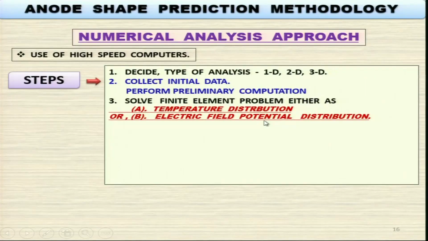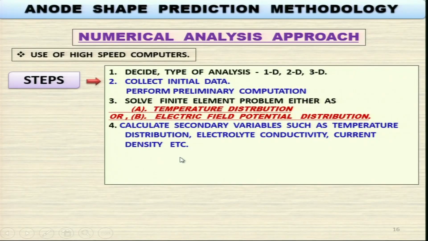However, I have already mentioned that while doing so you should take the effect of void fraction and also the effect of sludge formation, otherwise you will not get accurate results. Or you can, in place of temperature, use electric field potential distribution and then accordingly calculate the current density, and after calculating current density you can find out the material removal rate.